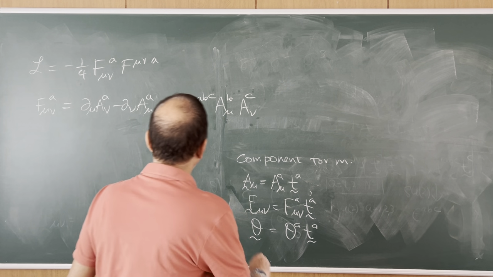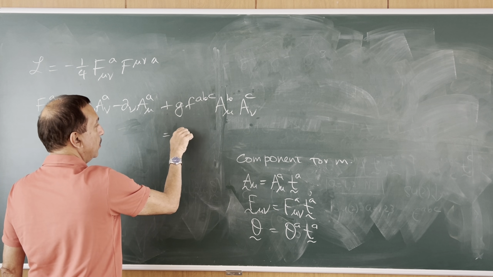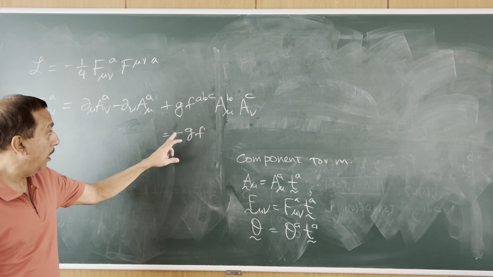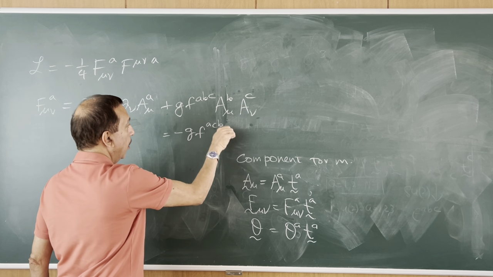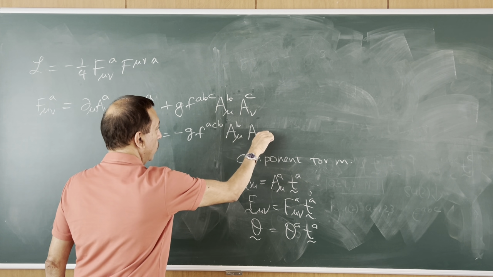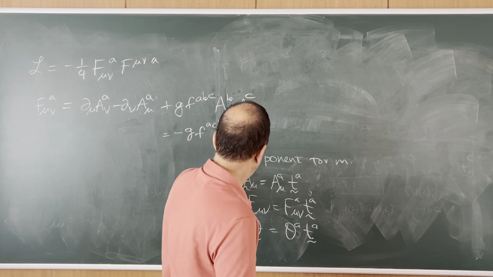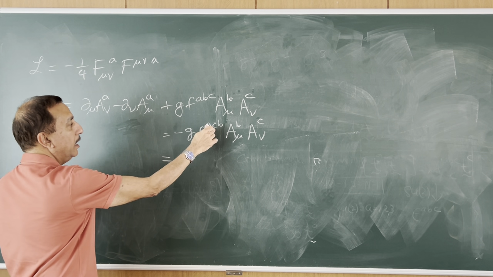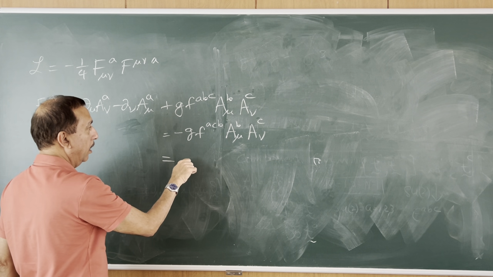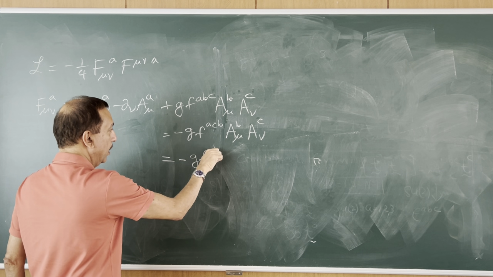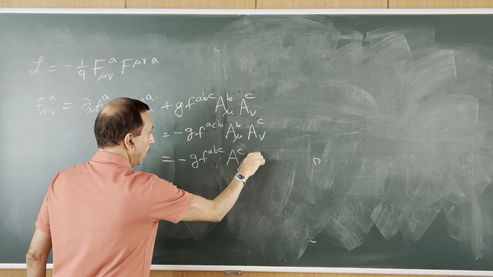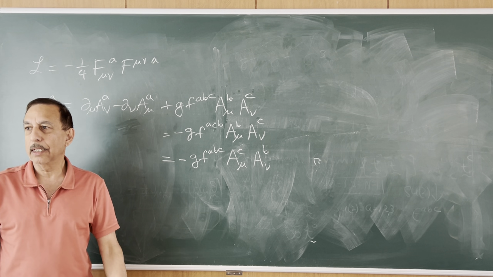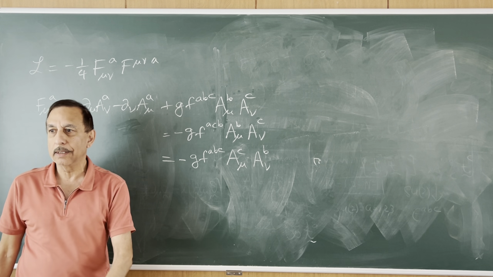Let's understand it. By anti-symmetry of F, this is equal to minus G. So I interchange B and C, then I get a minus sign. So I write A C B, A mu B, A mu C. I've used anti-symmetry of F. Now I rename C as B and B as C. So I get still minus G F A B C, A mu C, A mu B. Did I get minus of what I started with? No. Because of these lower indices.